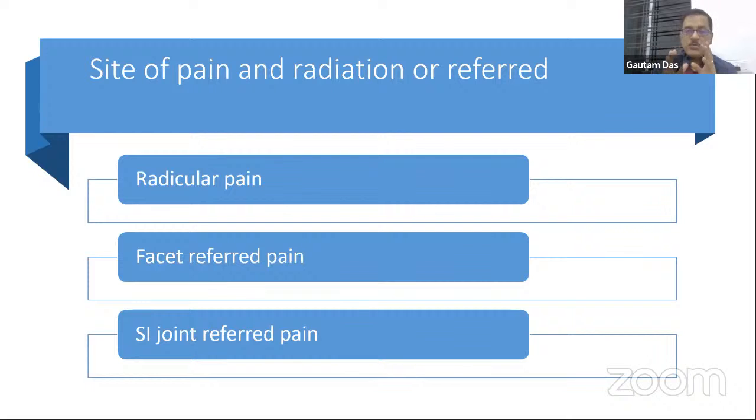But again, as I told you, clinically it is very difficult to distinguish whether it is really a radiation pain or a referred pain, and most of the time we use these two terms interchangeably. Any pain which has a source and goes distally can be called either a radiation pain or a referred pain.